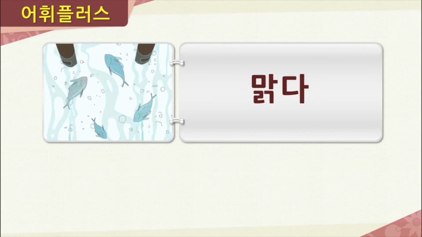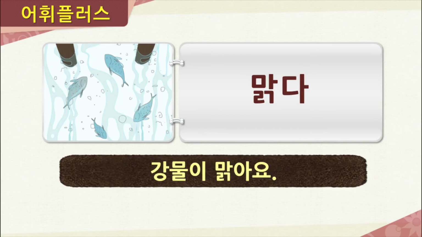Now the next word here is 맑다. So how is the river water here? It's very clean. You can see the fish swimming. So we can describe the water here as 강물이 맑아요.